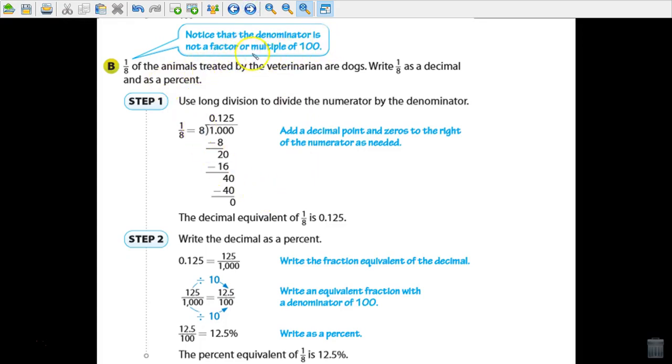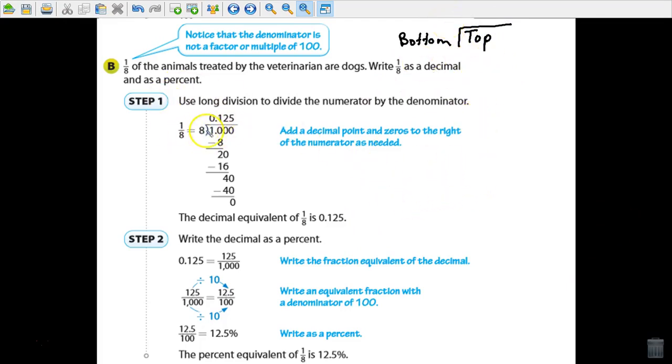Notice that the denominator is not a factor or multiple of 100 for 1/8. You cannot turn the 8 to 100. So 1/8 of the animals treated by the veterinarian are dogs, right? 1/8 as a decimal and as a percent. So they go through it. The bottom is on the outside. The top is under the division sign. Write that down if you ever need that for long division, just so you guys remember.